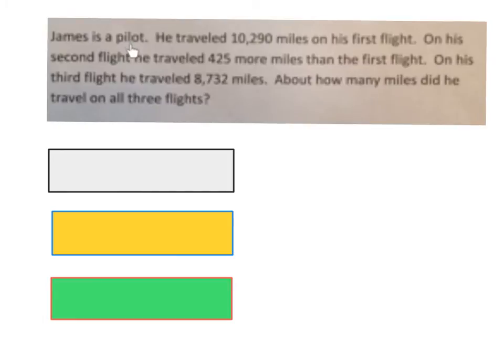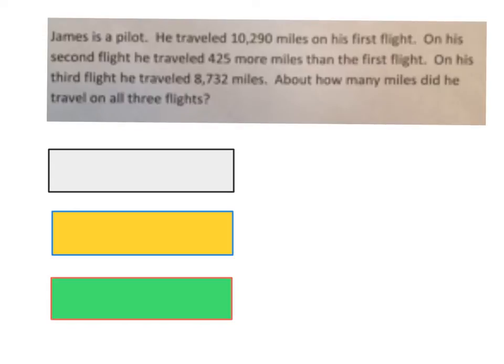James is a pilot. He traveled 10,290 miles on his first flight. On his second flight, he traveled 425 more miles than the first flight. On his third flight, he traveled 8,732 miles. About how many miles did he travel on all three flights?